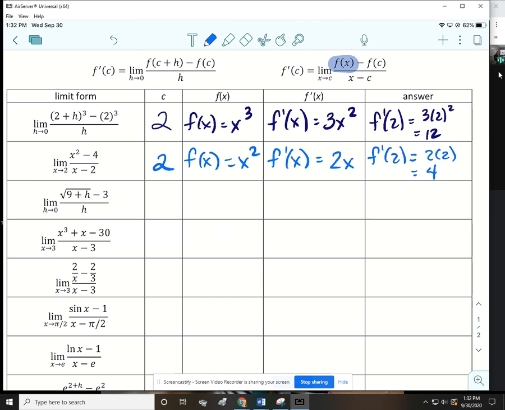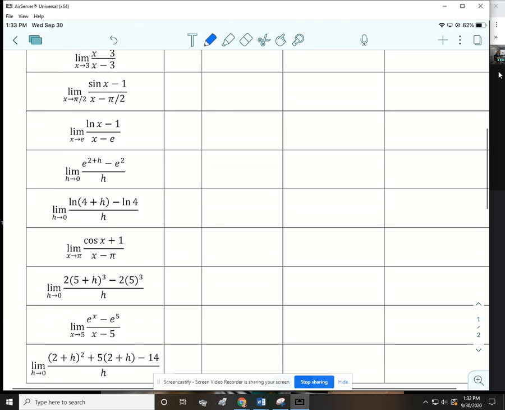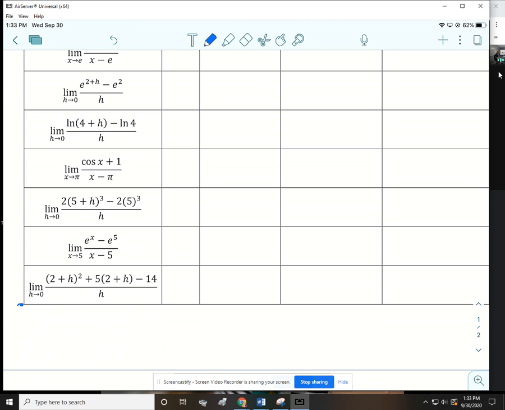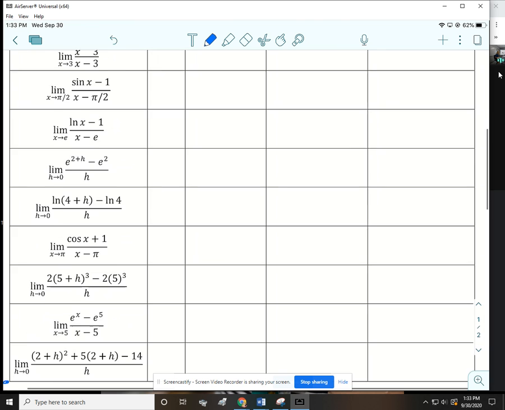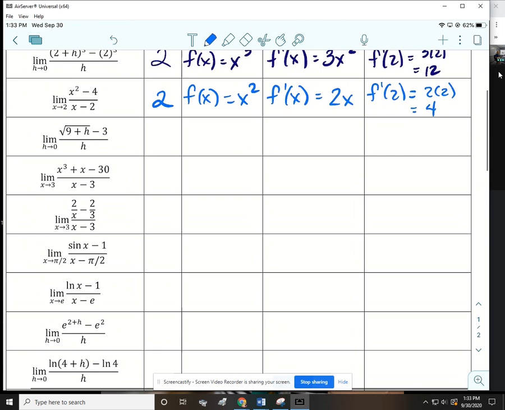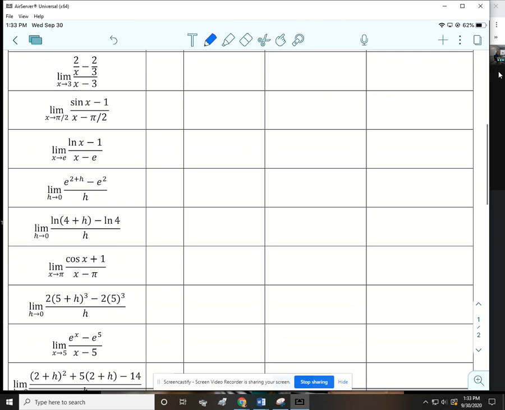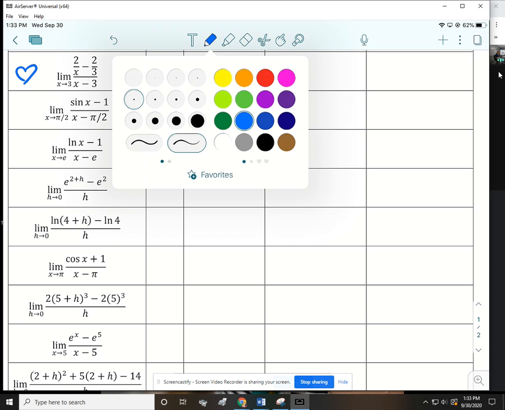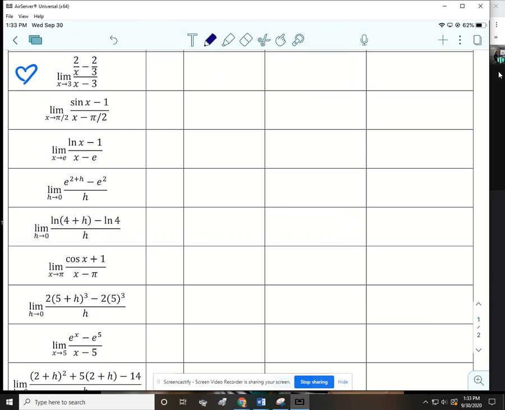Okay. Now some of these are more difficult. I feel like this one at the end is kind of hard because you have multiple things going on. But that's the basic idea. So we're going to skip down to this one, and we are going to do all the steps.